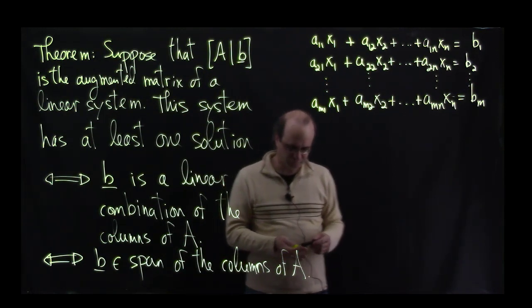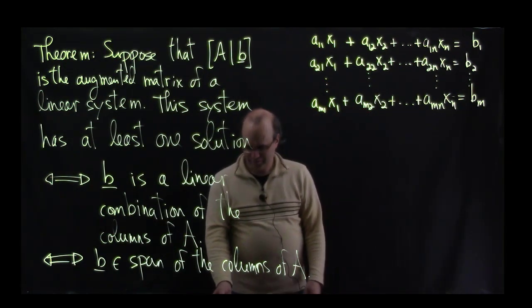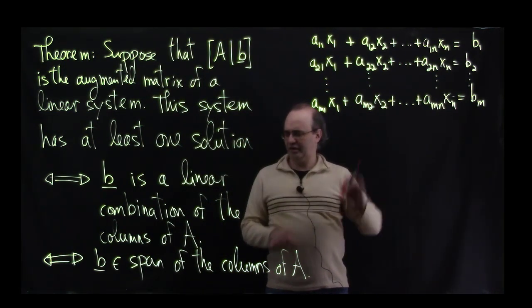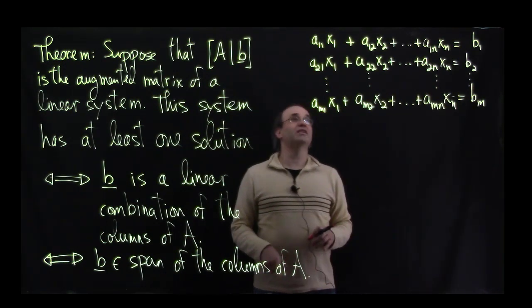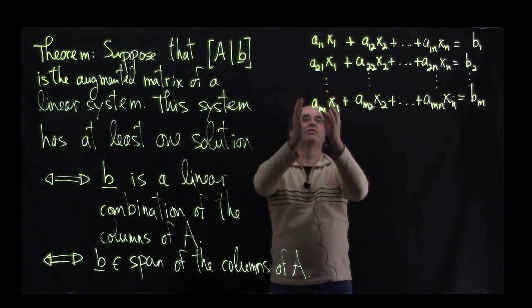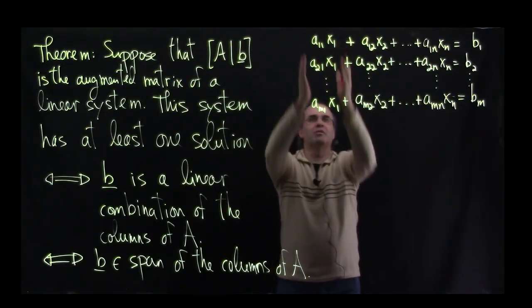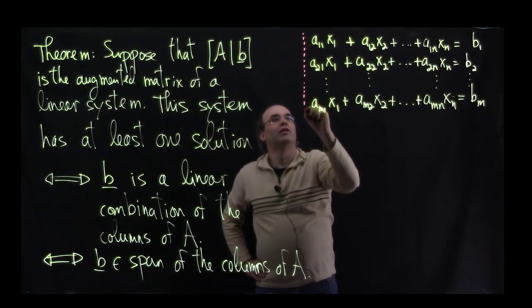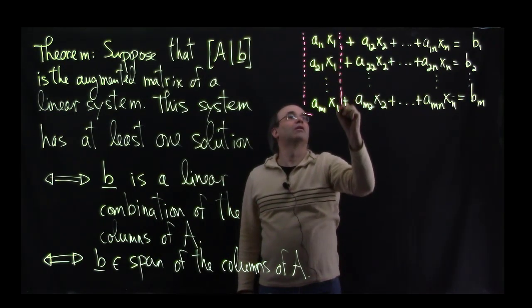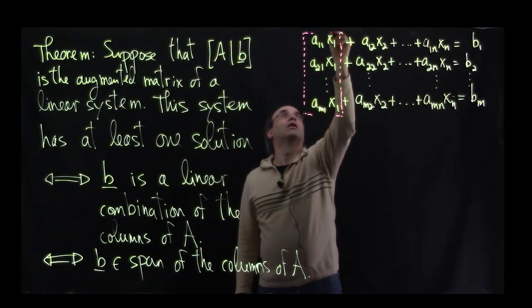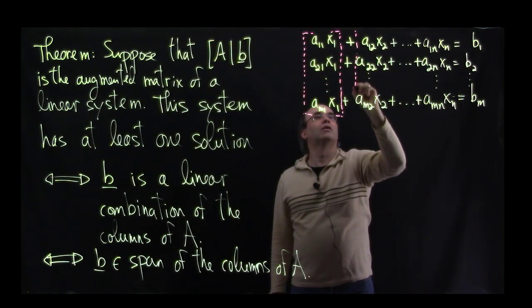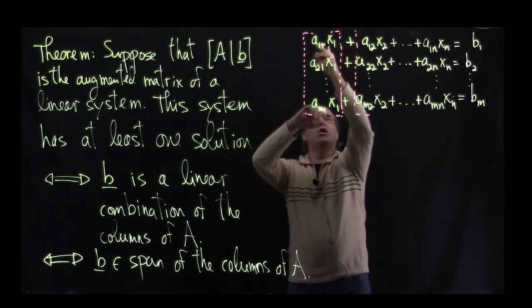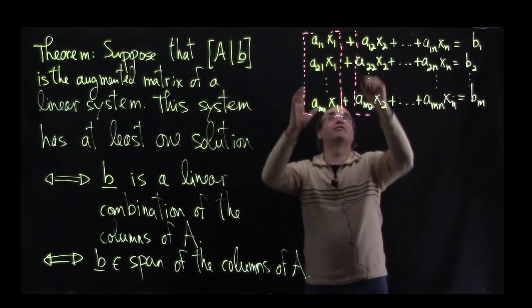So here, I'll use some different color. I want to connect this with the columns of A. The columns of A appear here, right? So here I do have some columns. If I look at where I've got x1, I could create some columns like this. So this is the column where the entries are all x1 times the entries in the first column of A.